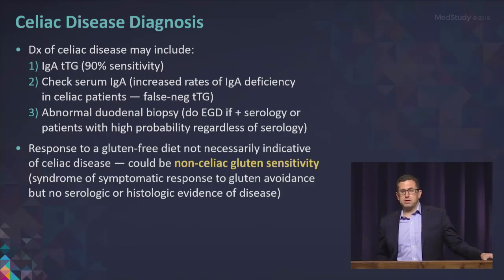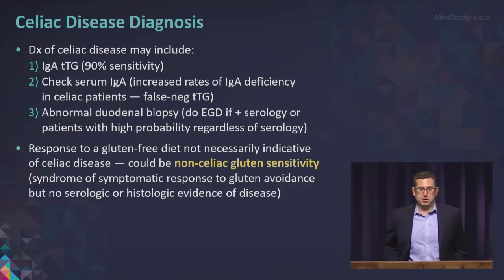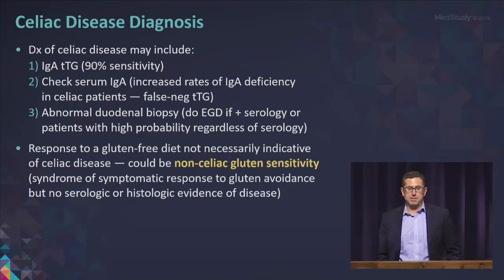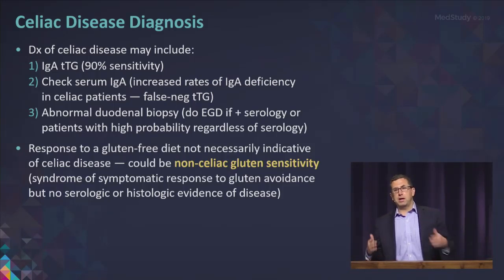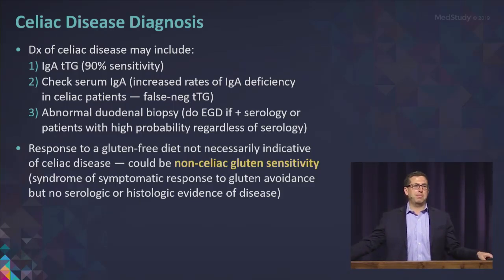In terms of diagnosis, it may include serologies, for example, the IgA tissue transglutaminase, which has a 90% sensitivity. You do have to check the serum IgA because up to 5% of celiac patients may be IgA deficient, so that could give you a false negative TTG test. If you have an abnormal duodenal biopsy, obviously that is concerning for celiac disease. I should mention that most paths lead to an EGD when you're diagnosing celiac disease. So even if you have positive serologies, generally you're going to want to confirm that with an upper endoscopy.